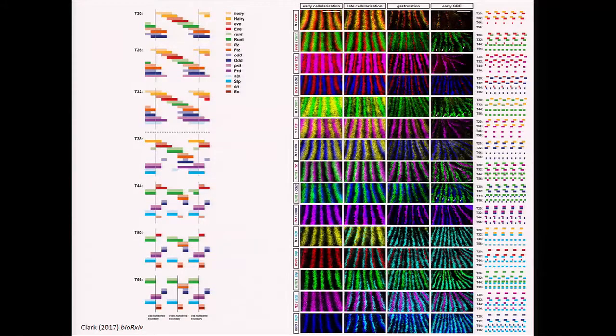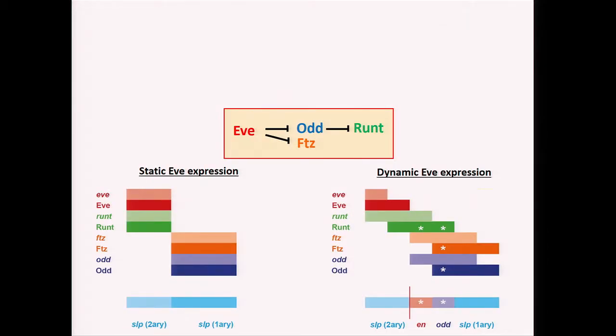But it matches really nicely what the pair-rule genes are actually doing in the embryo over time. And I can also do things like take one of the pair-rule genes out of my simulation, and it will recapitulate really nicely what the mutants do as well. So it seems like dynamic gap inputs are really important for the pair-rule gene network to execute its function properly. And I'm going to try and explain very briefly why that's the case.